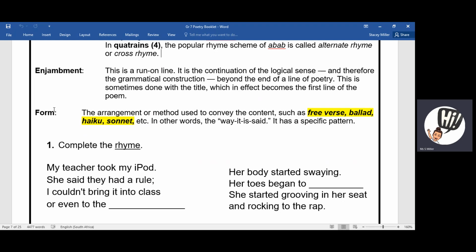Okay, so enjambment, it's the continuation of the logical sense and therefore the grammatical construction. Sounds super difficult. All it means is that there's no punctuation to tell you to stop beyond the end of the line of poetry. This is sometimes done with a title, which in effect becomes the first line of the poem.